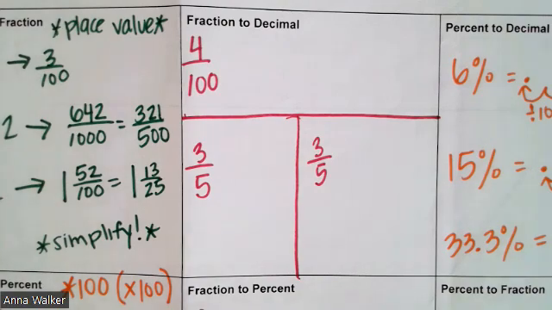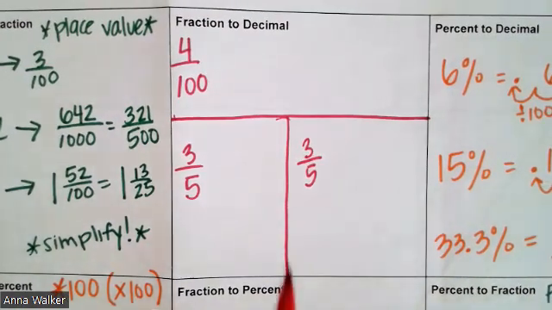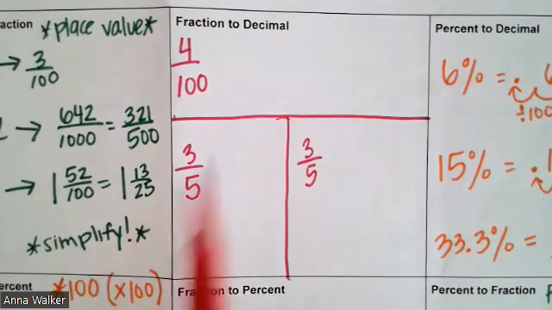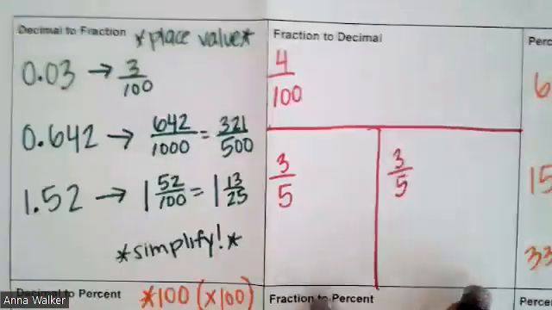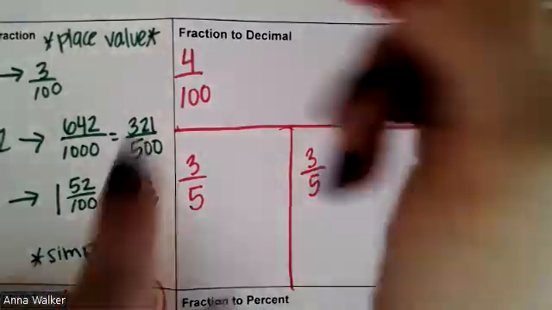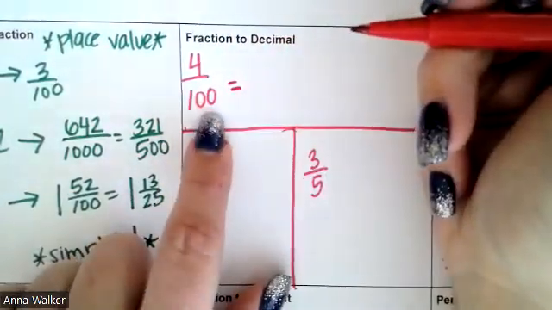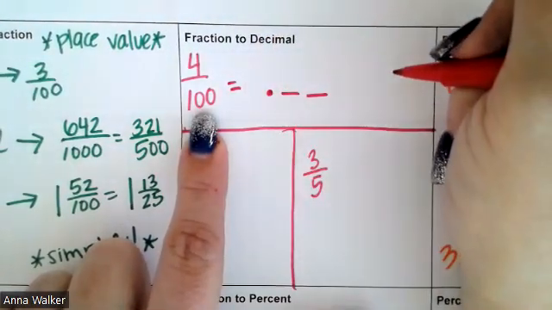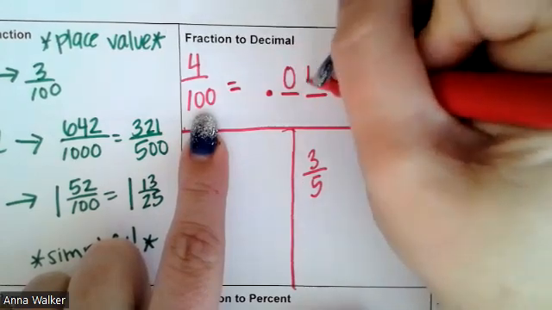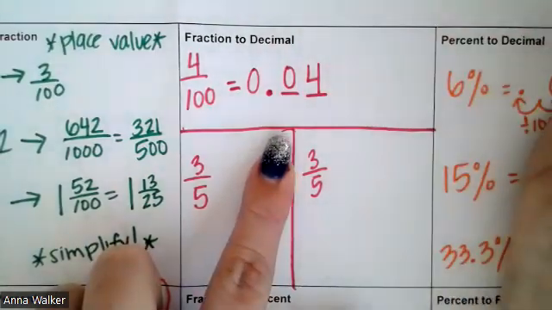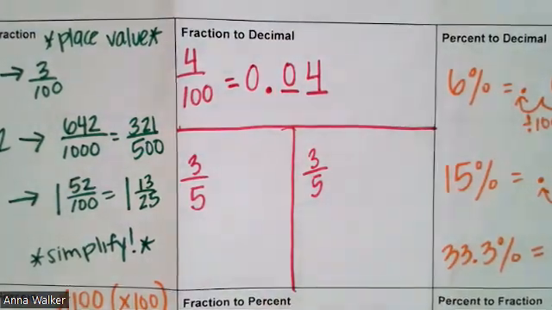When we convert fractions to decimals, I'm going to show you one that's pretty easy, and then I'm going to show you how we can convert 3/5 in two different ways. Remember when we converted decimals to fractions, we were looking at place value. For the first one, 4/100, the hundredths place is the second place in my decimal, so 4/100 is just 0.04. That one's pretty basic and easy to do.